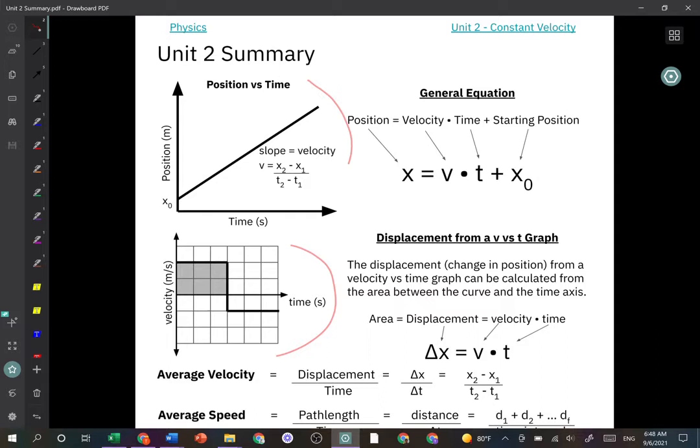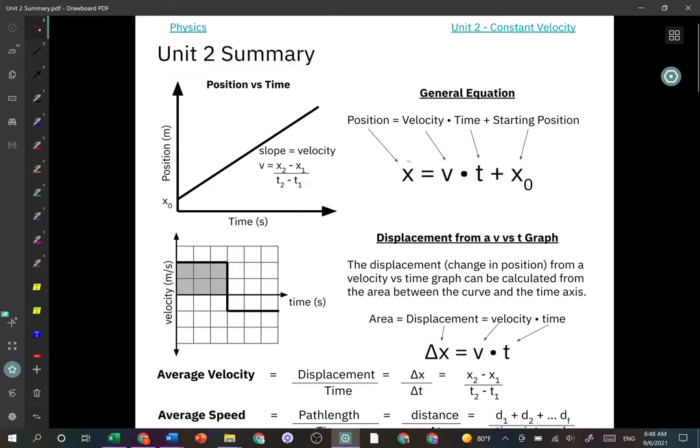Now, when we have a position versus time graph, if there's just going to be one single slope where it does not change, we can use this general equation to represent the entire mathematical and graphical relationship. Position is equal to velocity times time plus our starting position. And to save us having to write out the whole thing every single time, we use the following variables.